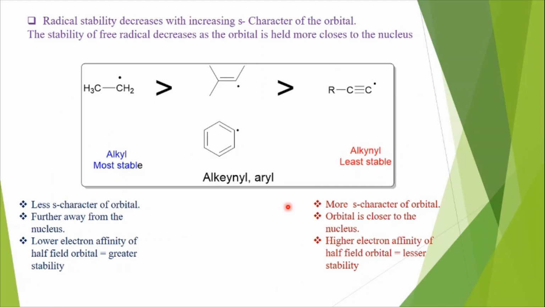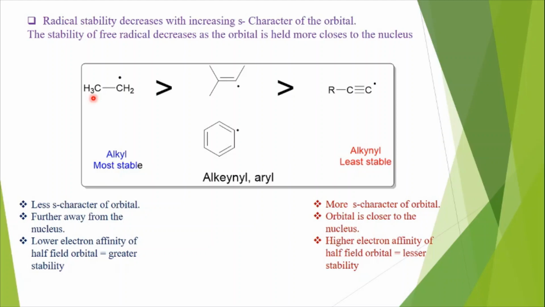Next point is radical stability decreases with increasing s character of the orbital. The stability of a free radical decreases as the orbital is held closer to the nucleus. So these are the three molecules. So this is your ethane. For our simplicity, I am calling them alkane, alkene, and alkyne. Alkane has sp3 hybridization, alkene has sp2 hybridization, and alkyne has sp hybridization. From left to right, from sp3, sp2 and sp, the percentage of s character increases.